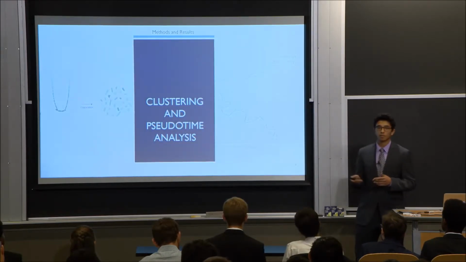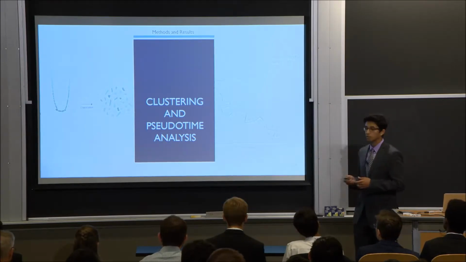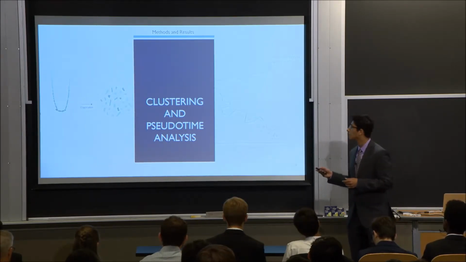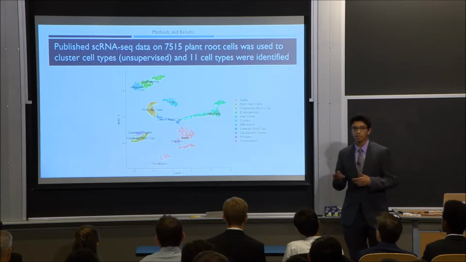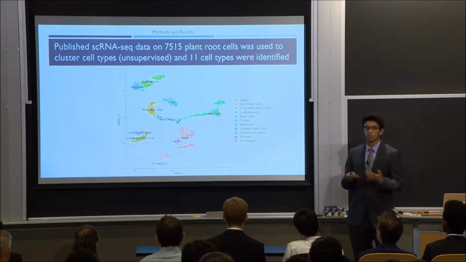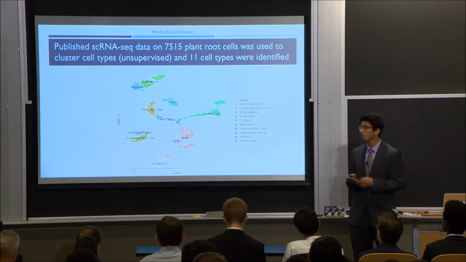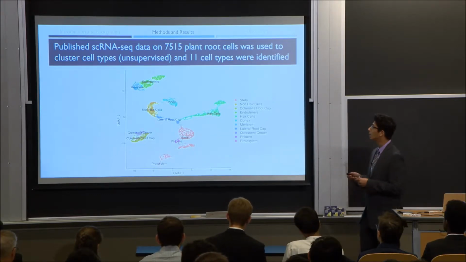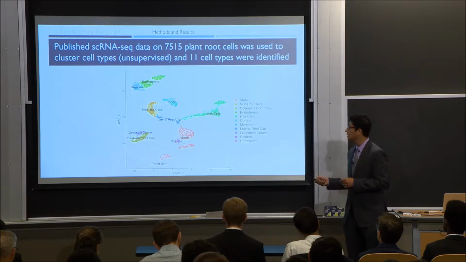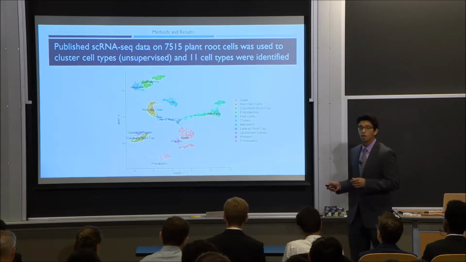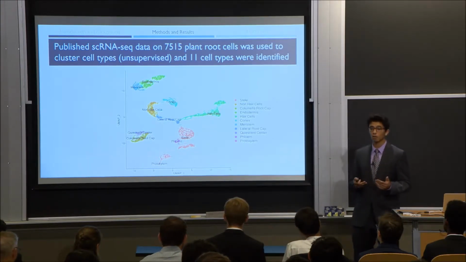Now let's get into our methods and results, which will involve a lot of clustering and pseudo-time analysis, but we'll get into that soon. So the nature of the data in this study, basically it was published single-cell RNA sequencing data of over 7,500 plant root cells, again from Arabidopsis thaliana. And the first thing we wanted to do with this data is we wanted to cluster them. So we used a dimensionality reduction technique called UMAP.